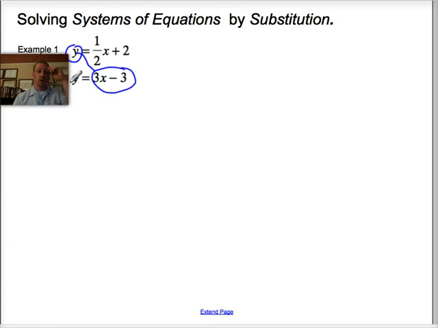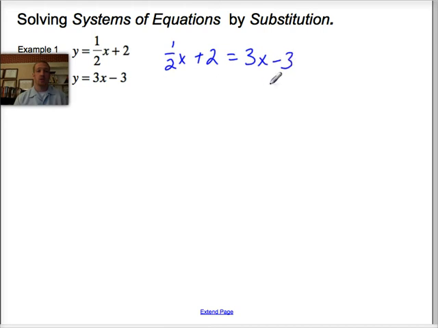What we're doing is we're saying this y is equal to this y, and since this is equal to that y, I can place it and substitute it here. So essentially all I'm doing is taking y equals and y equals and setting them equal to one another. Like this, 1/2 x plus 2 equals 3x minus 3. So you must recall doing that. Now all we do is solve this equation for x.